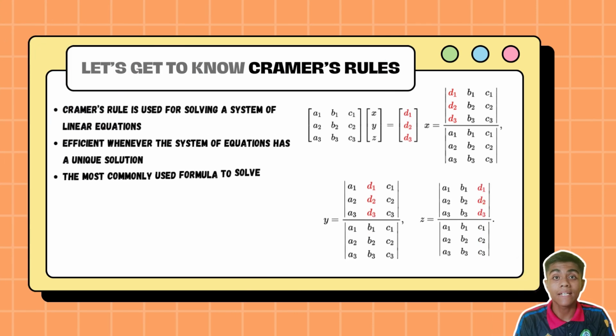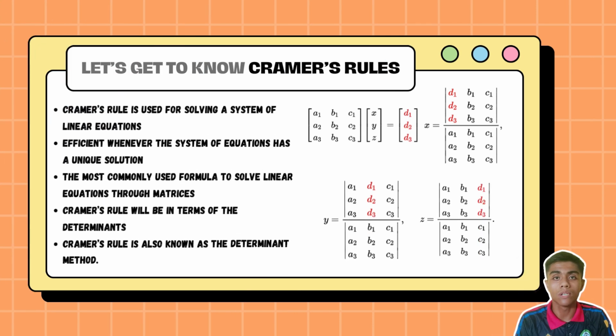For our case study, we will use Cramer's rule. Before that, what is Cramer's rule? Cramer's rule is a specific formula used for solving a system of linear equations containing as many equations as unknowns, efficient whenever the system of equations has a unique solution. This is the most commonly used formula for getting the solution for the given system of equations formed through matrices.